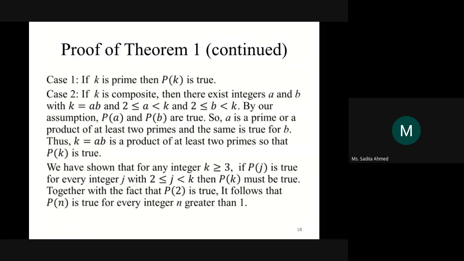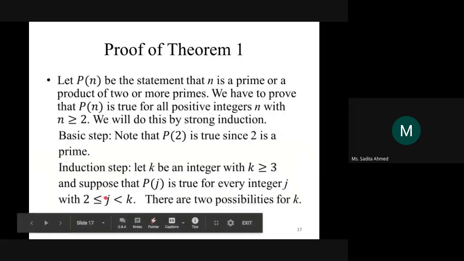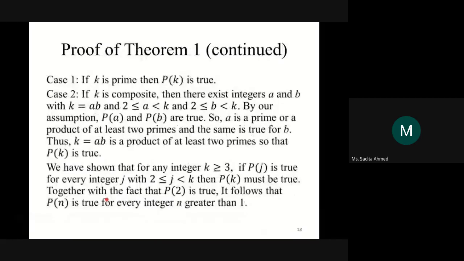So it would be very difficult to prove this using ordinary induction, because here we have to use the assumption for both a and b. But in ordinary induction, we can assume it for only one integer, and from that, we have to prove it for the next integer. But here we have two numbers for which we have to make the assumption. So basically, we have to take a range of values, that is all integers before k. For them, we have to assume that the statement is true.